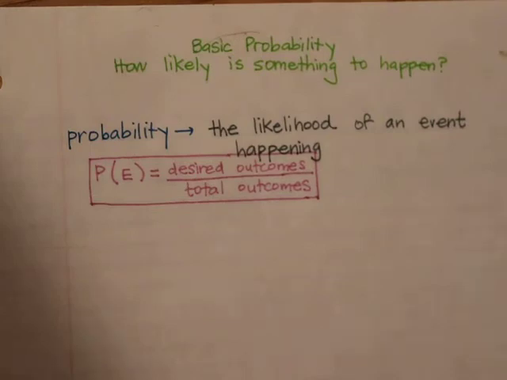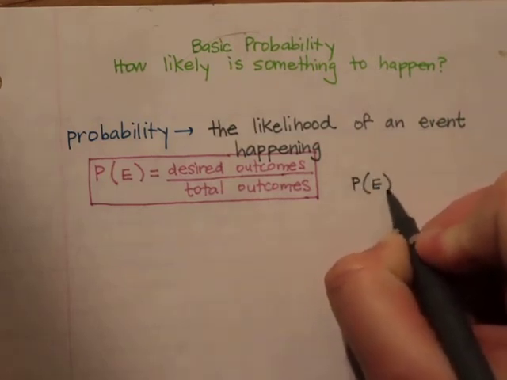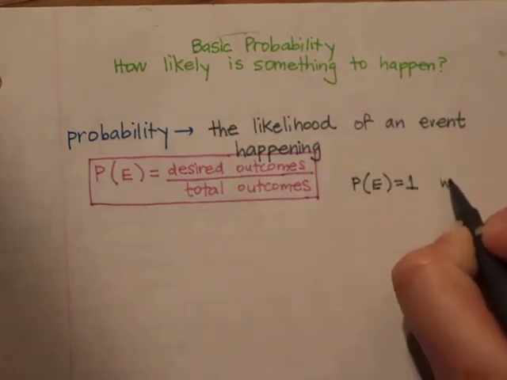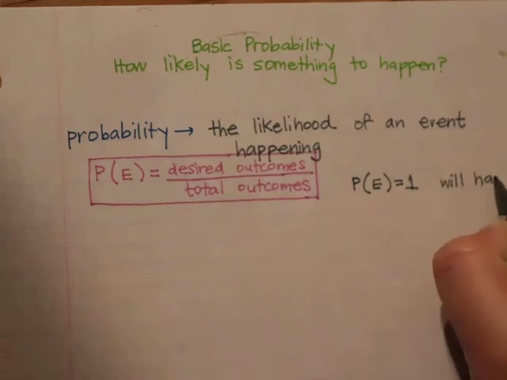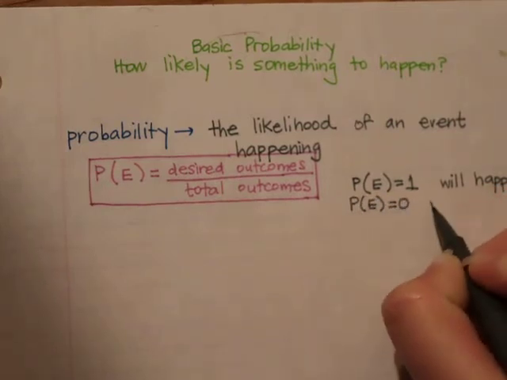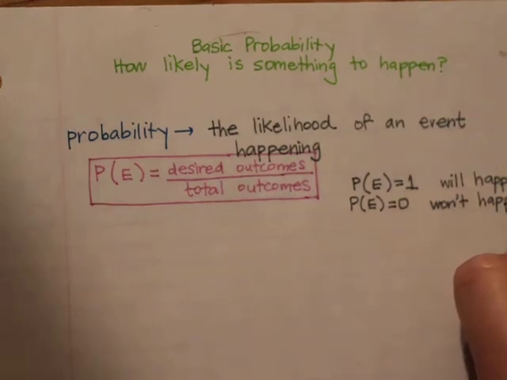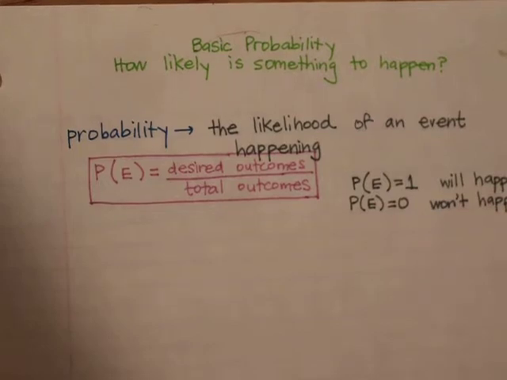Now, a couple key pieces of this formula. If the probability of an event equals 1, that means it will happen. If the probability of an event is 0, it means it definitely will not happen. And then anything in between, 50-50 or things like that.